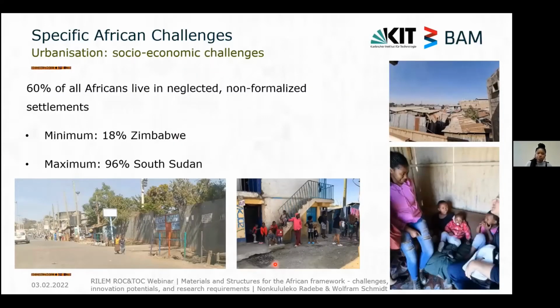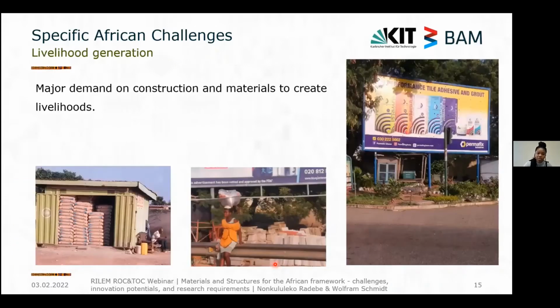And then we also have the issue of socio-economic challenges. So about 60% of Africans live in neglected and non-formalized settlements, with the least amount being in Zimbabwe with about 18%, but in South Sudan, it's about 96% of people that live in neglected settlements. So these are also other challenges, these socio-economic challenges.